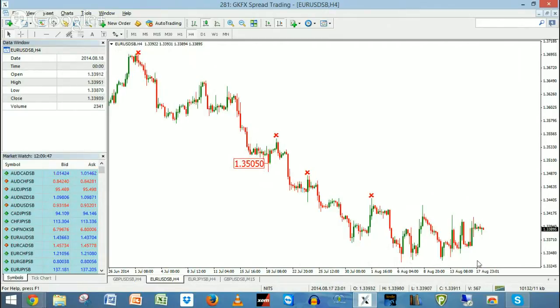So just waiting now for a break of this low and just to move the stop again slightly. Or if we get taken out, the long order will come into force and we'll be long the market with the stop down here.